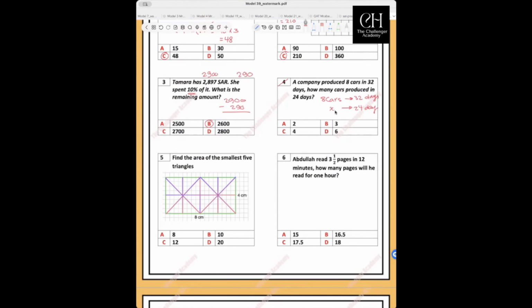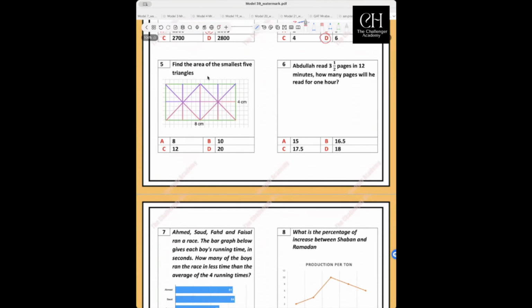You can write the number of cars, X, and use cross multiplication. X times 32 equals 8 times 24. So X equals 8 times 24 divided by 32. Then start to simplify. 8 divided by 8 equals 1, 32 divided by 8 equals 4, 24 divided by 4 equals 6, so the answer is D. Question 5.